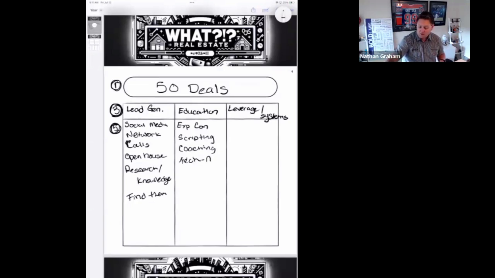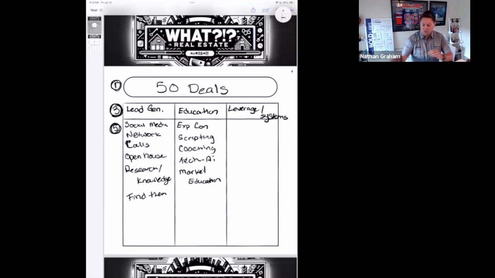So maybe what you might focus on for the remainder of 2024 is AI, right? I'm trying to think of one other thing. This could even just be market education. Okay, so now I have a set of goals for the remainder of 2024 under education. Now I'm going to shift over to leverage and systems. Under leverage and systems, what might I want to put into place for the remainder of 2024?